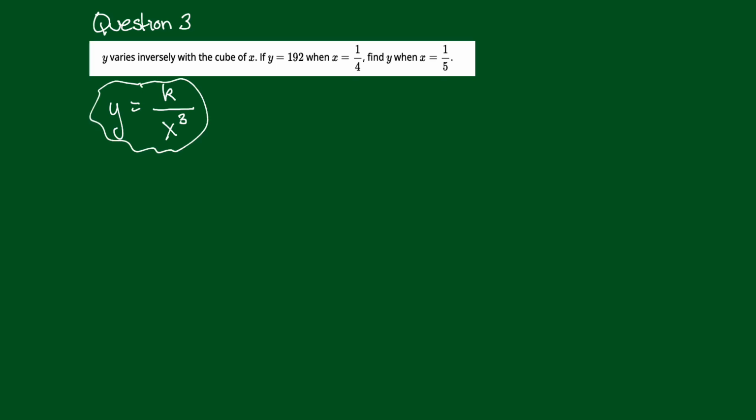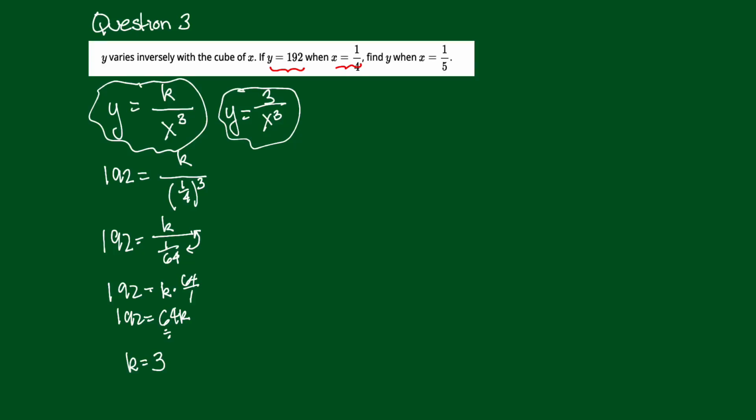Now I know this. I know that when y is 192, x is 1/4. Or when x is 1/4, y is 192. So let's substitute these values into this general equation and solve it for k. All right, so we are going to get that y is 192. That will equal k over x, which is 1/4 cubed. All right, let's simplify this. So we'll get 192 equals k over, now 1/4 times 1/4 times 1/4 is 1 over 64. But now, do you remember what to do when you divide by a fraction? You invert and multiply it.